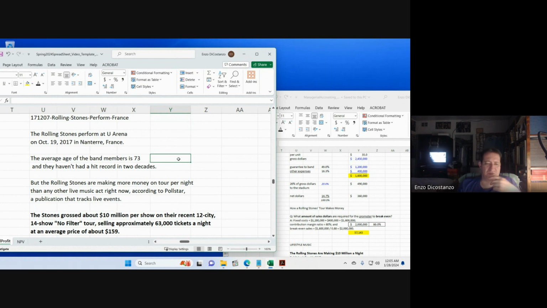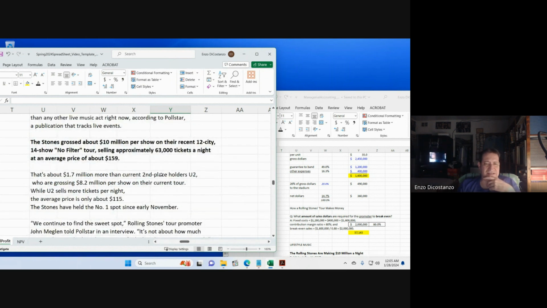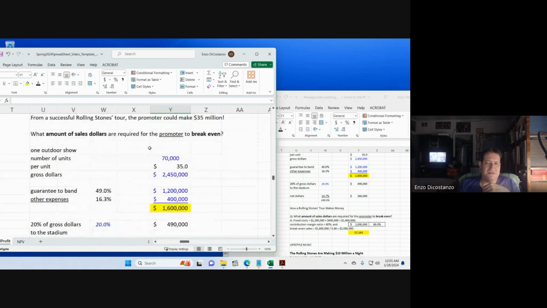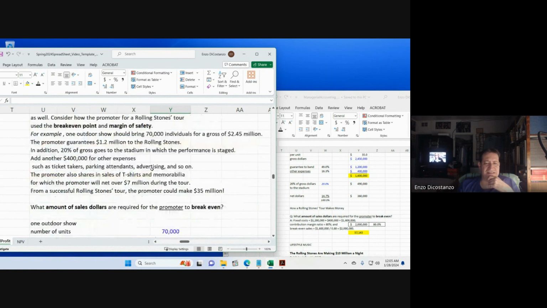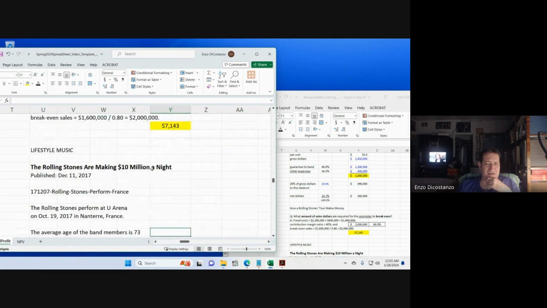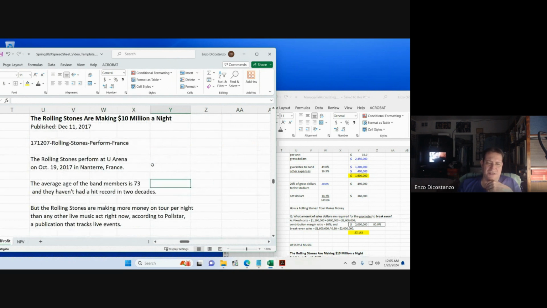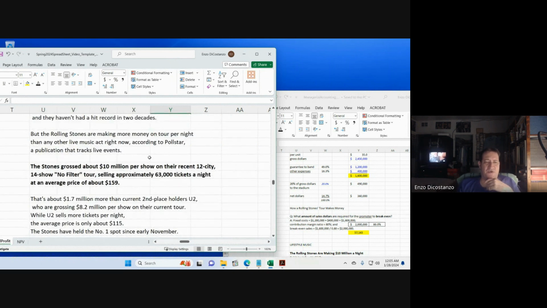And actually, we looked at some of these, and you guys might recognize some of the acts here. It says they gross about 10 million per night. So now we're looking at these numbers. I forget what tour this was. It didn't say a year, but certainly over the years that number is going to change. By 2017, they were bringing in 10 million, but again, 12 cities or 14 shows.